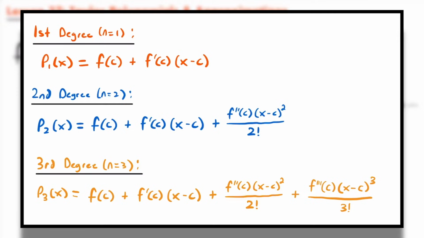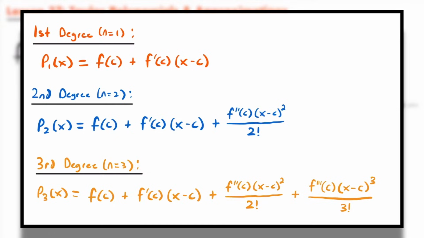And then the third degree Taylor polynomial will end with the term where n equals 3. So we include those three terms from the second degree Taylor polynomial, but then we add on one more where n equals 3. So we have the third derivative evaluated at c times the quantity x minus c cubed divided by 3 factorial. All right, and so we could continue on from here. We could have a fourth degree Taylor polynomial, a fifth degree Taylor polynomial, a sixth degree, and so on. All we would have to do to find those Taylor polynomials is just keep adding on one more term from the Taylor series.